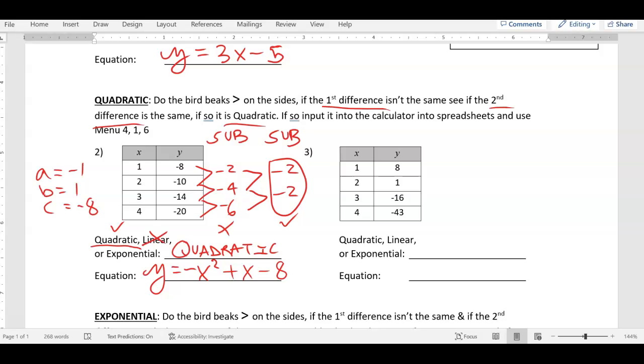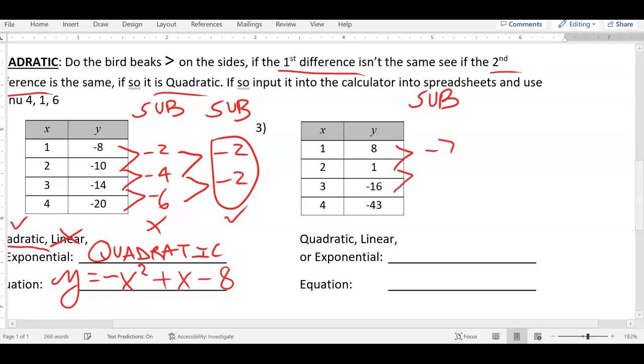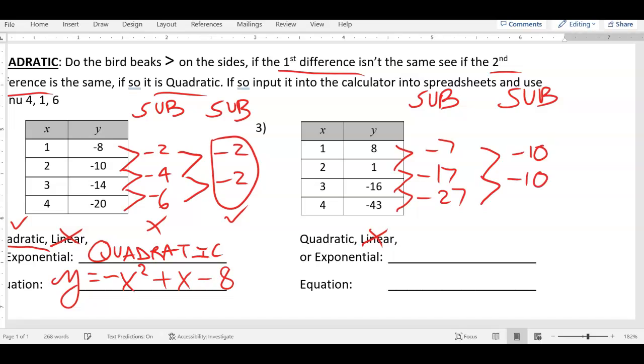And there's a minute. All right, here we go. Did you do the first subtraction? 1 minus 8 is negative 7. Negative 16 minus 1 is negative 17. And negative 43 minus 16 is negative 27. Now, that is not the same. So it is not linear. Let's try another subtraction. When I subtract these, I do end up getting negative 10 and negative 10. So that means if the second subtraction is the same, it is quadratic.